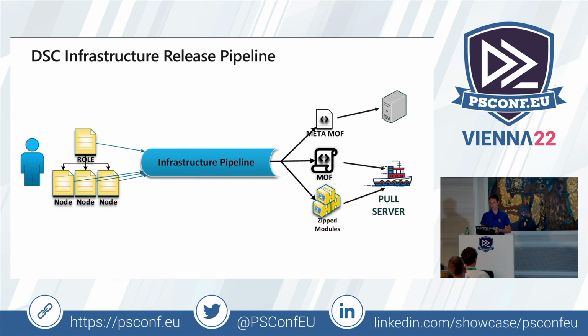Then we need to have the metaMOF file. The metaMOF file configures the DSC engine, telling the DSC engine where the pull server is and where to get the information from. And finally, we have the zip modules, because as we know, DSC resource modules are important. This is the abstraction layer that takes the instruction file and actually does something to the machine with that. So we need all these artifacts, and the release pipeline needs to create them and put them into the right location. And the right location is the pull server.